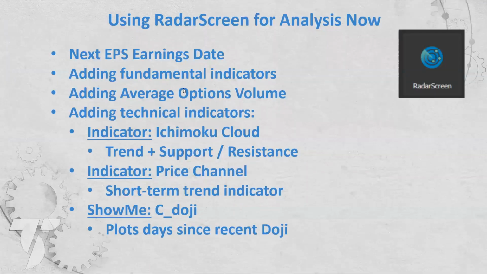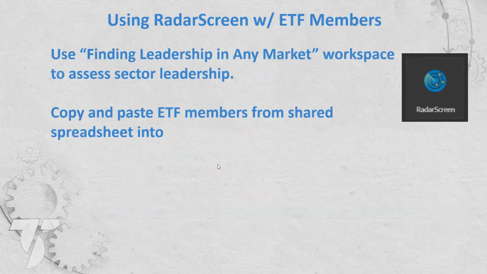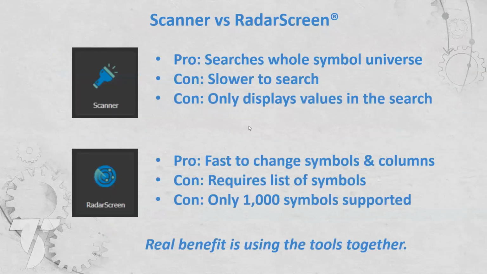So the main thing we're doing now is using RadarScreen to analyze stocks, finding stocks that have interesting valuations we like, or a technical condition like being at the bottom of a channel, or recently having an outside bar or a doji. This is what I just showed you how to copy and paste into that spreadsheet. We've been working with RadarScreen. The other thing we're going to look at now is Scanner.